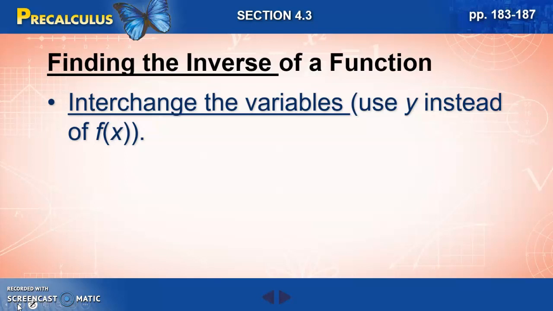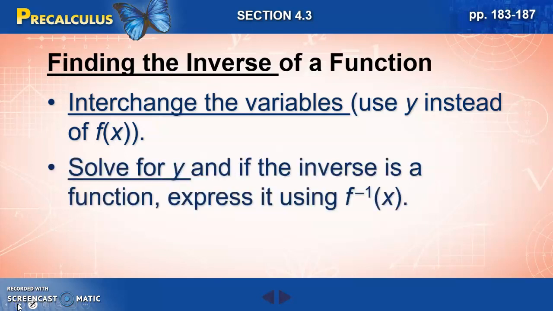We want to make sure that when we write our original equation, instead of f of x, let's use y. So write the original function, but use y in place of f of x. Then interchange the variables. Wherever there's an x, put a y. Wherever there's a y, put an x. After you've done that, solve for y. And if the inverse is a function, express it using f to the -1 of x.